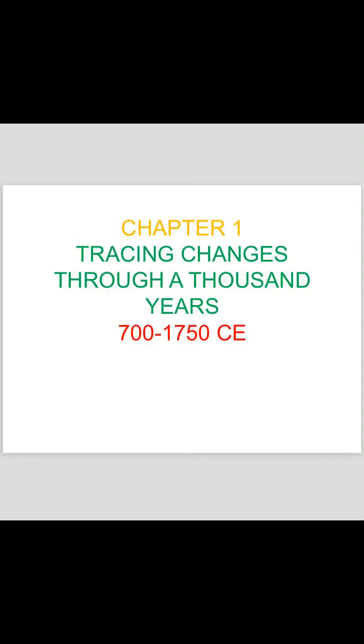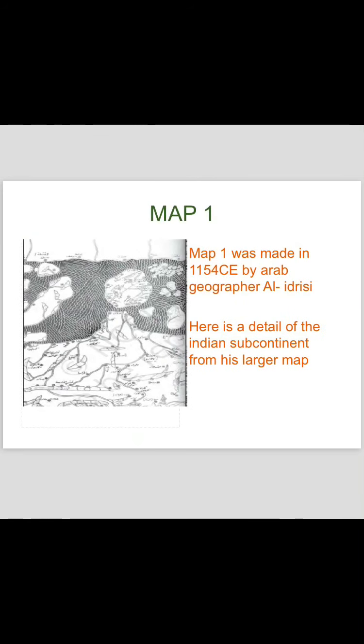Here there was a discussion of the new technologies, how the kings ruled, and how they overcame all the conflicts. So first we are going to look at Map 1. Here on the left side you can see the outline of the map, but our present map is different from this map. I'll tell you one by one what the differences are between the maps.